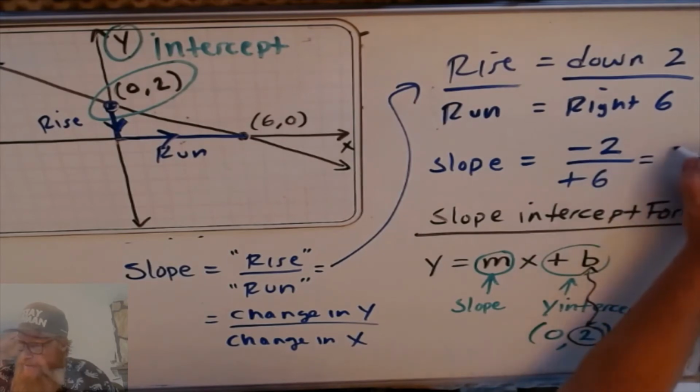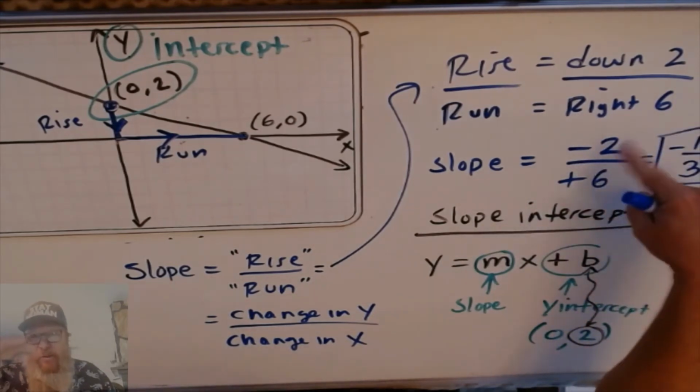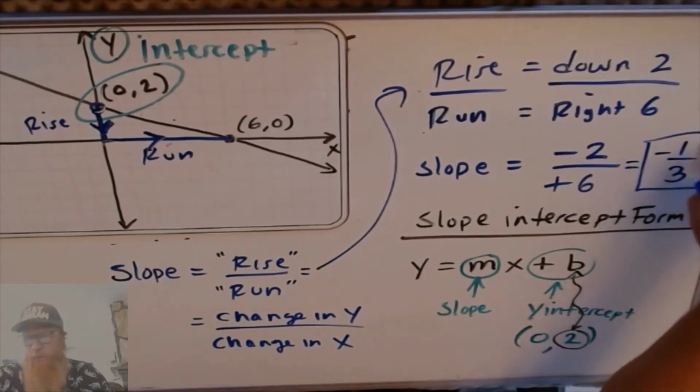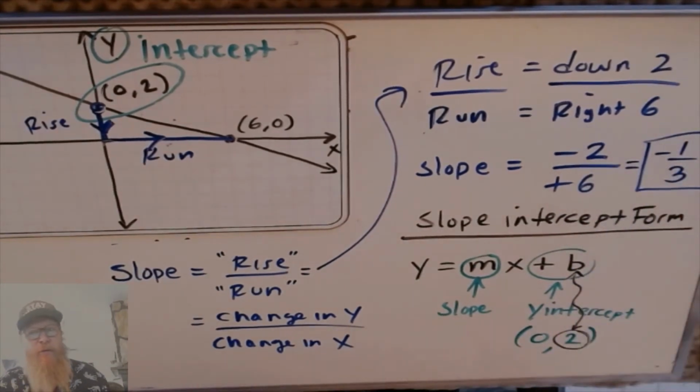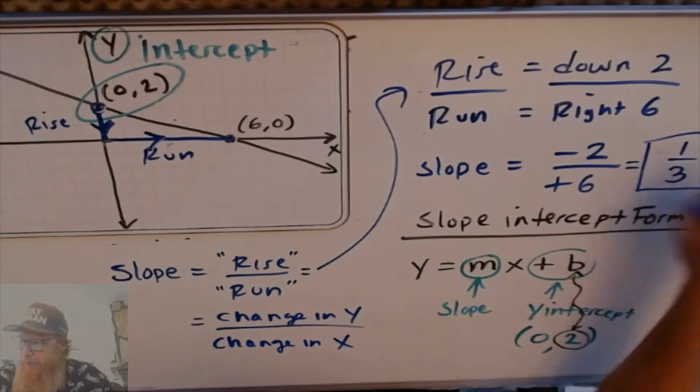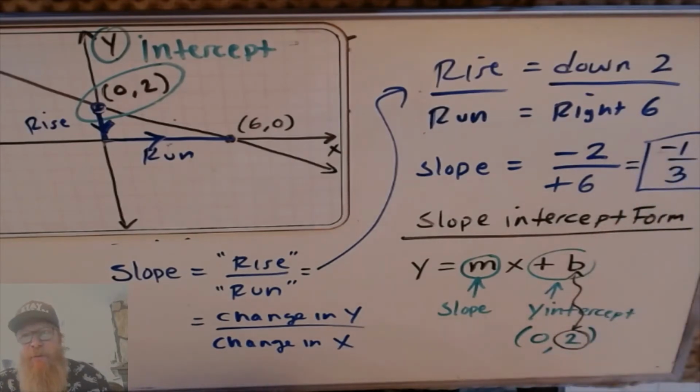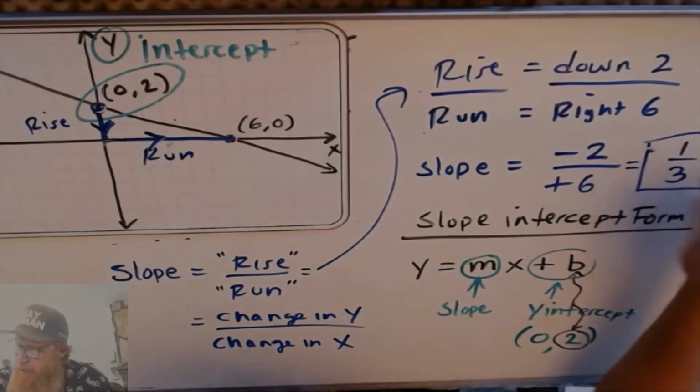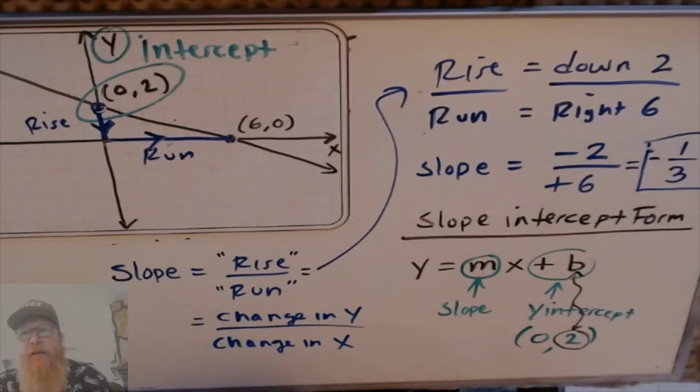So that is -1/3. You have to reduce it. 2 divided by 6 is 1/3, so -1/3. I typically just put the negative up top, but you can also put it out in front like that if you like. Just make sure you have the negative sign there somewhere.